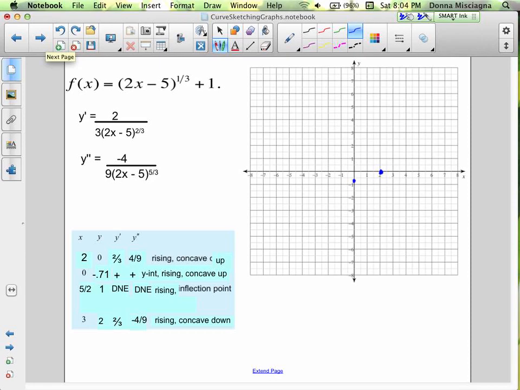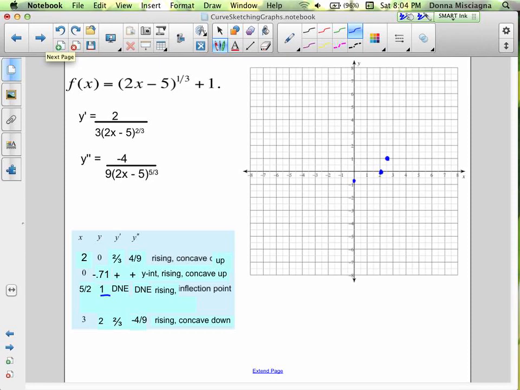So 5/2, the first derivative did not exist. The second derivative did not exist. This is the y value for f of x, all right? So you can just plug that into the original function. If you plug in 5/2, right, you're going to get 0. The cube root is 0 plus 1, so that would be 1, all right? So we do have a point 5/2, 1 right here. That is an inflection point. So we've got to try to change concavity there.